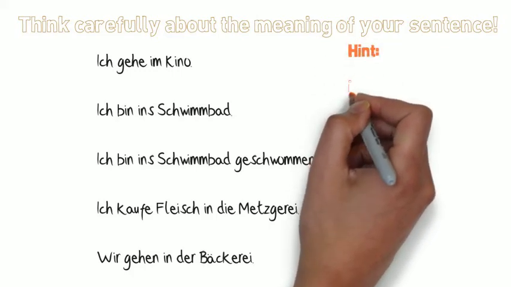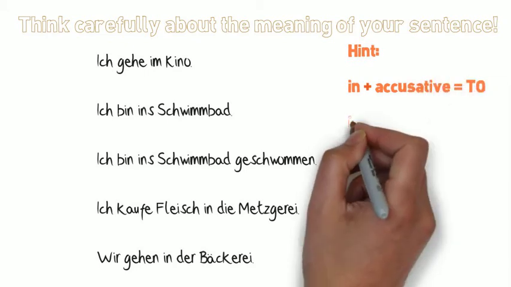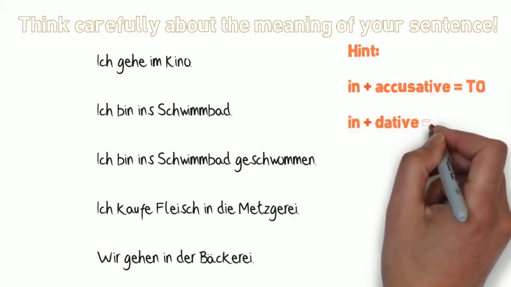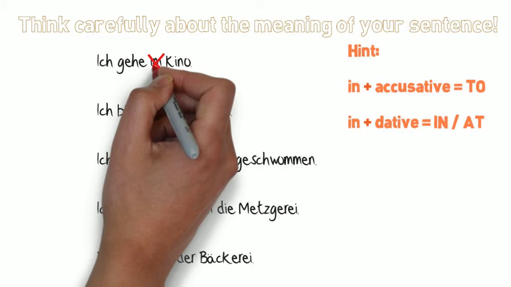If you need a hint, here it is. Just look at the phrase with in. Think about what case the noun that follows it is in. If that noun is in the accusative case, in will mean to. If the noun is in the dative case, in will mean in or at. So what you need to check is, does that meaning match the rest of the sentence?